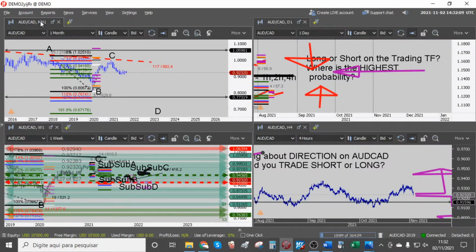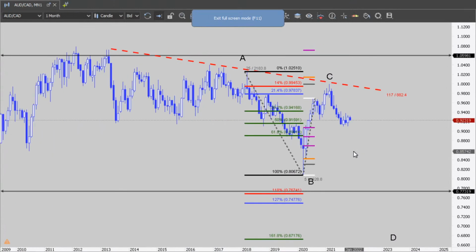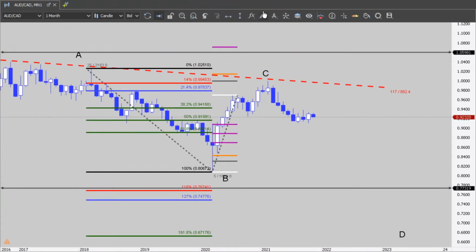Back to the chart. Do we have a confirmed C from the monthly? Yes or no? So this is the original, trend direction is down. This is the contrarian, this is the projected D extension. Do we have the confirmed C from the monthly?